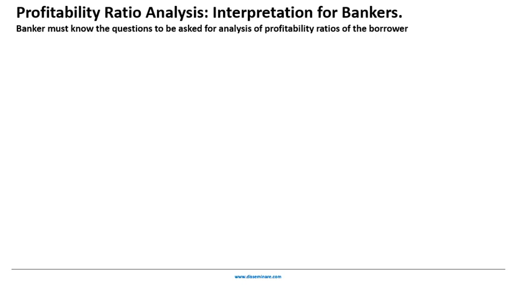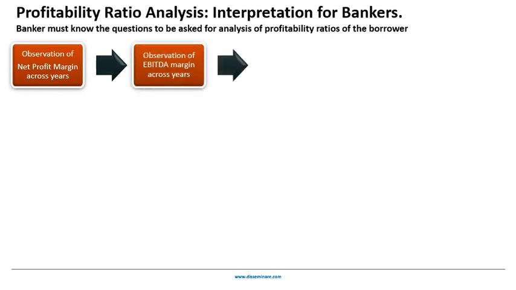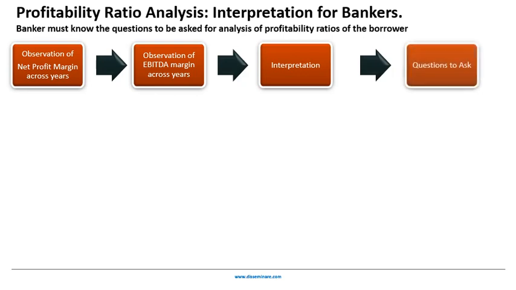Based on the calculation and the observations from the profitability ratio, the banker must delve deeper and ask questions to get satisfactory responses from the borrower. This will help in progressing the credit process further. Banker must know the questions to be asked for analysis of profitability ratios of the borrower. Let us look at the situation comparing net profit margin and EBITDA margin across multiple financial years. We will interpret the observations and then look at the questions that the banker must ask.